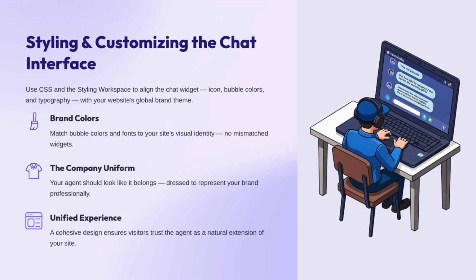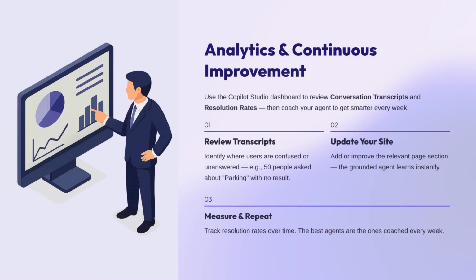So now that we've mastered how to make our agent look great and talk smart, you might be wondering how we check if our digital concierge is actually doing a good job or if customers are getting frustrated. Well, that brings us right into our next step, which is monitoring interactions and analytics. Finally, we reach analytics and continuous improvement. This technical area focuses on using the Copilot Studio dashboard to review conversation transcripts and resolution rates for chats that happen specifically on your Power Pages site.